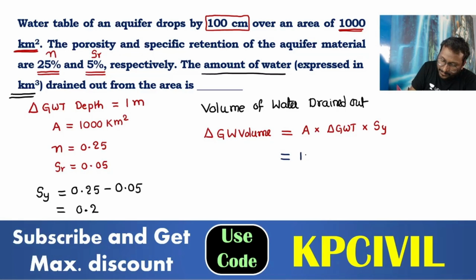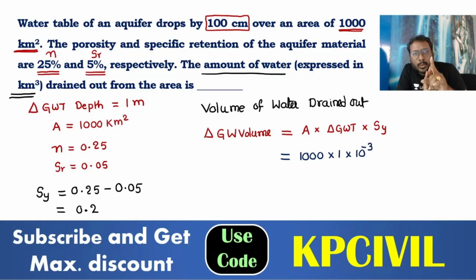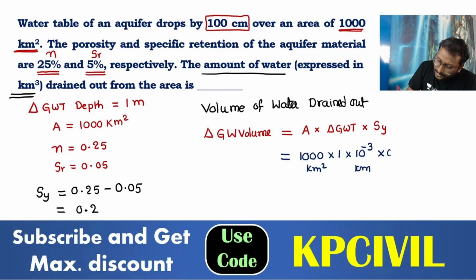We'll substitute the area, 1000 kilometer square. The 1 meter groundwater table depth I will convert to kilometer, because we need the answer expressed in cubic kilometer. Clearly mentioned. 1000 into 1 into 10 power minus 3. This is in kilometer square, this is in kilometer, so we'll get cubic kilometer. Then the specific yield.